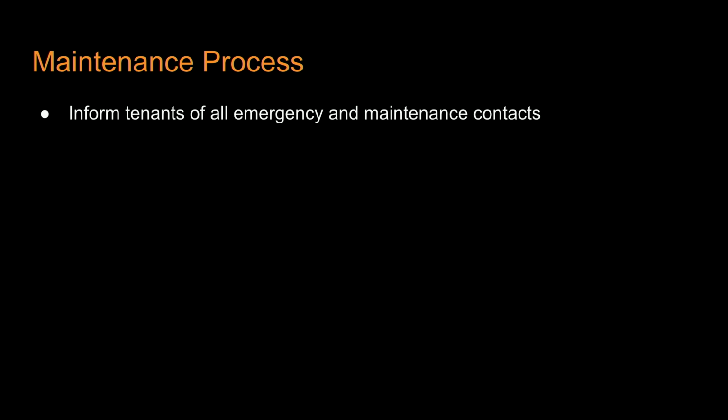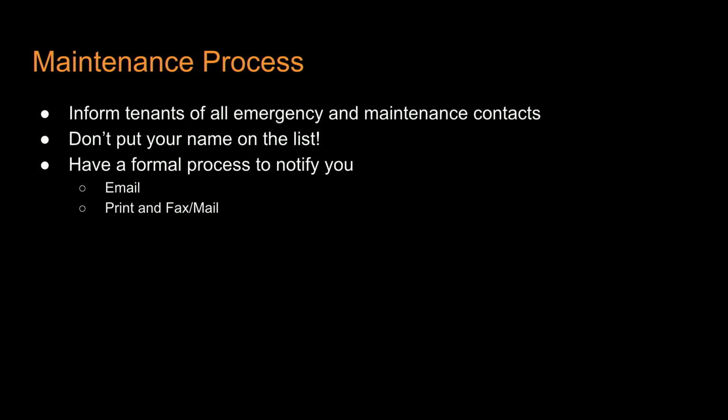Now let's talk about the maintenance process. It's important to inform tenants of all emergency and maintenance contacts. Don't put your name on that list. If the toilet gets clogged at 3 a.m., you don't want your tenants calling you. You want them calling your plumber. So make sure that they have a full list of all of the emergency and maintenance contacts and have a formal process to notify you. If you have it built into the lease process that they have to notify you when they reach out to a professional, that will make sure that you stay aware of what's going on with your property.